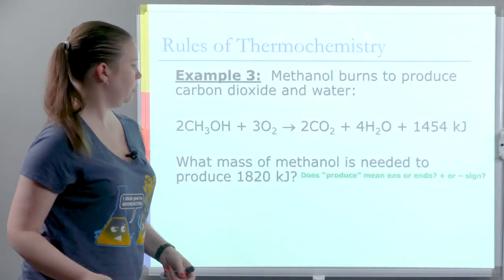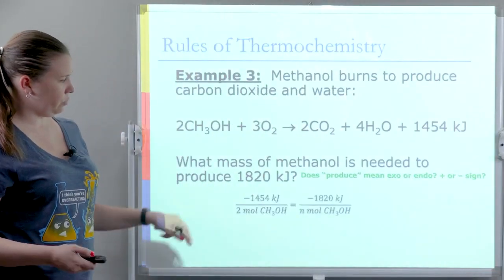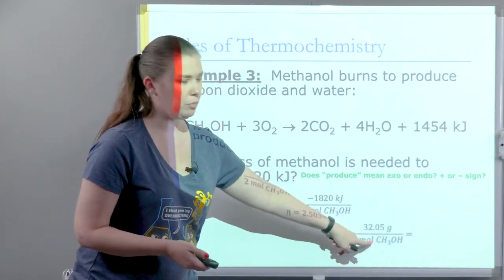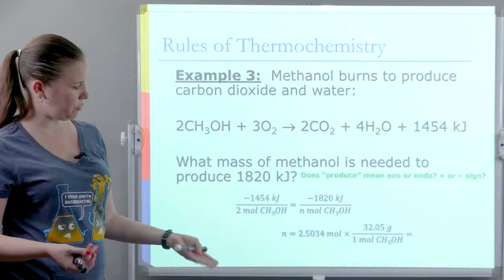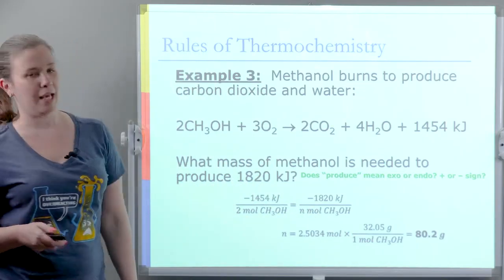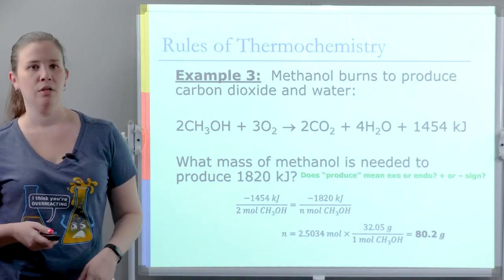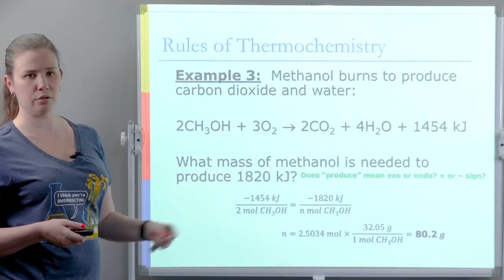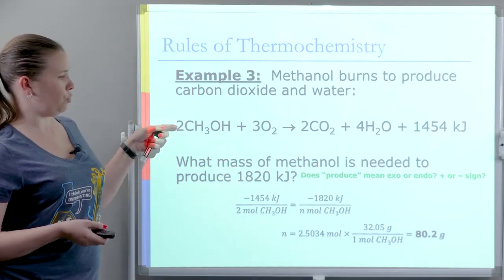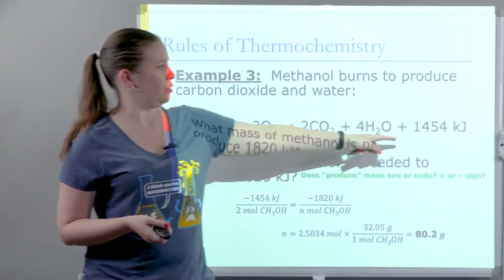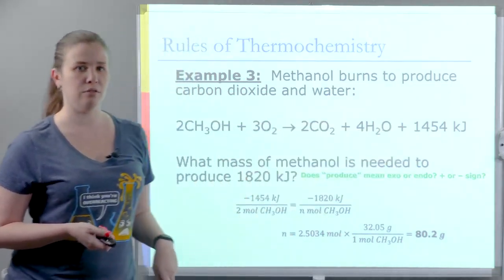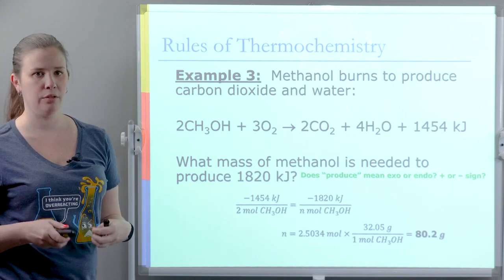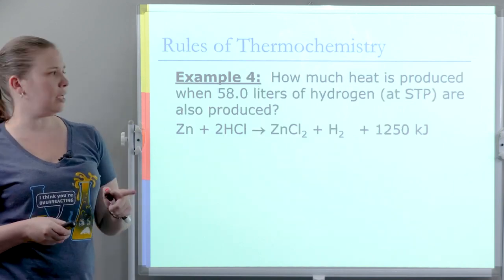All right, here we go. So this is showing you can also set it up as a proportion, but then you have to worry about the molar mass separately. So either setup you want to do, the final answer would be 80.2 grams. It takes 80.2 grams to produce 1,820 kilojoules, since 2 moles of methanol produces 1,454 kilojoules. It's all about converting. Let's do one last one.